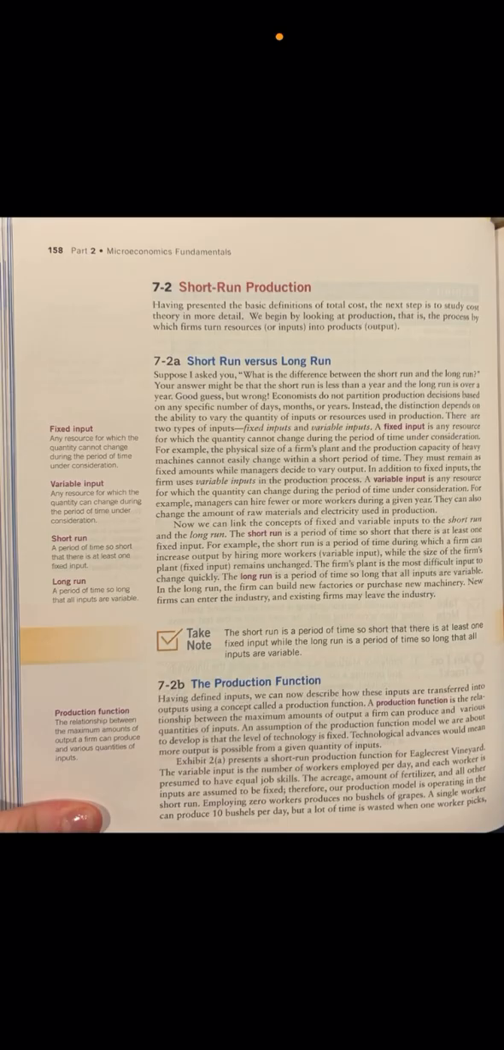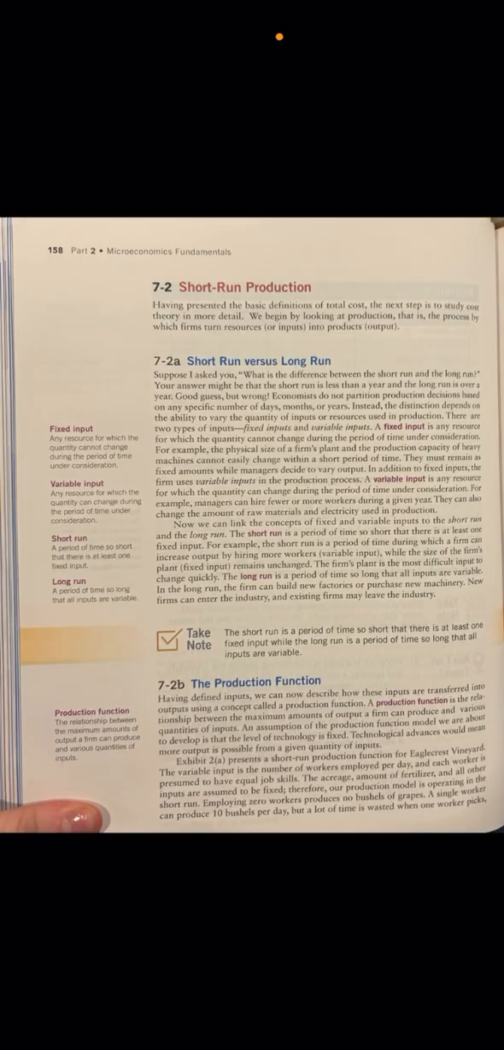Now we can link the concepts of fixed and variable inputs to the short run and the long run. The short run is the period of time so short that there is at least one fixed input. For example, the short run is a period of time during which the firm can increase output by hiring more workers, a variable input, while the size of the firm's plant, a fixed input, remains unchanged. The firm's plant is the most difficult input to change quickly.